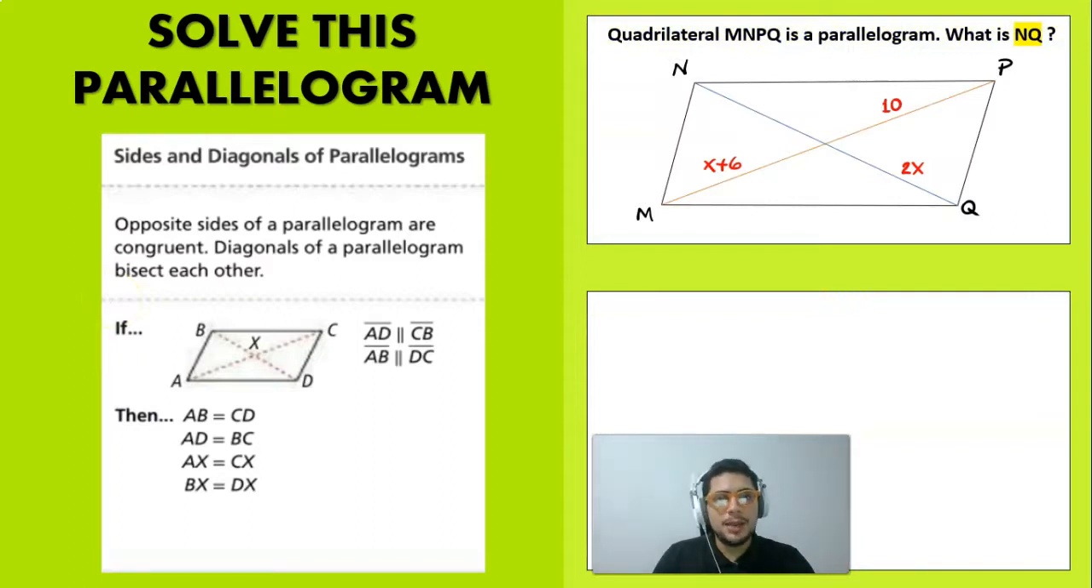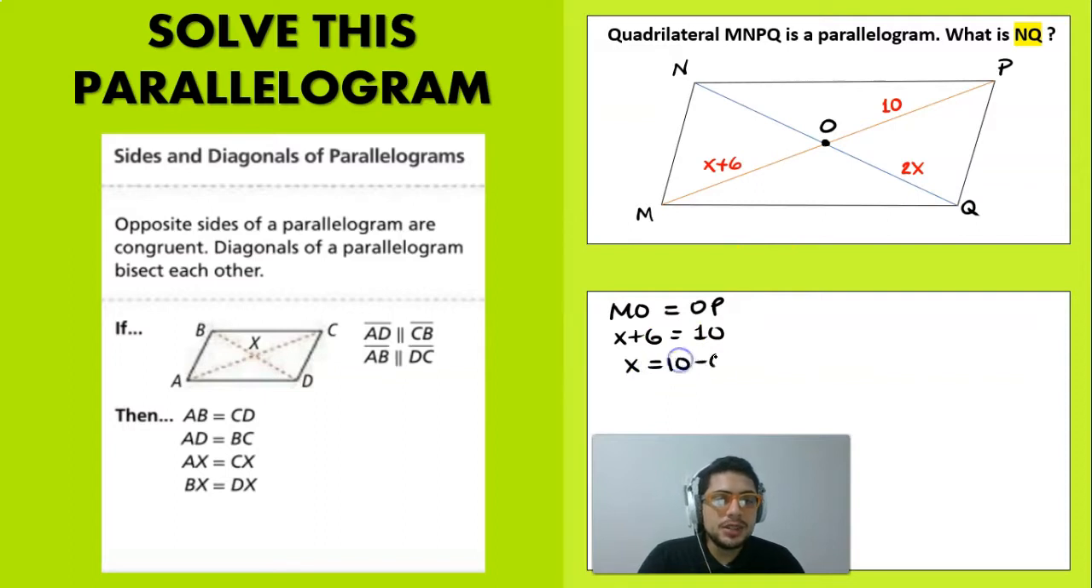So if the quadrilateral MNPQ is a parallelogram, what is the measurement of NQ? So we're being asked for this long diagonal. So we know, let's call this point here point O. So we know that MO is equal to OP because we know that the two diagonals are split in half wherever they are cut. So that means that MO, x plus 6, is equal to OP. So x plus 6 is equal to 10. So x is equal to 10 minus 6, and that means that x is equal to 4.